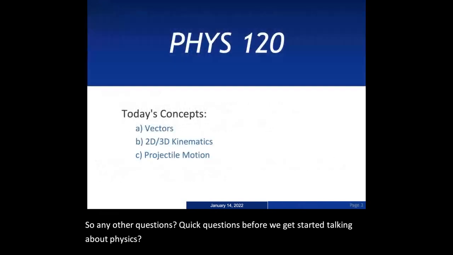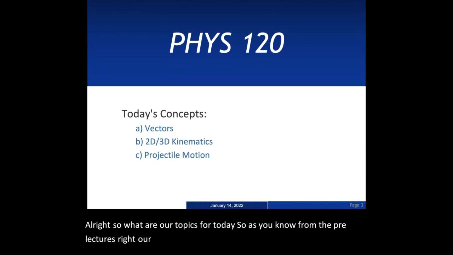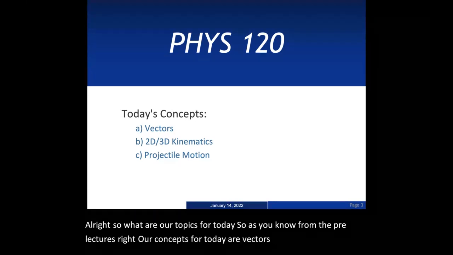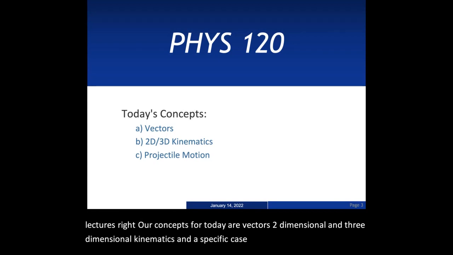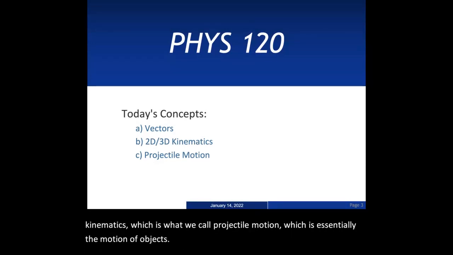All right. So what are our topics for today? As you know from the pre-lectures, our concepts for today are vectors, 2-dimensional and 3-dimensional kinematics, and a specific case of 2-dimensional kinematics, which is what we call projectile motion, which is essentially the motion of objects thrown near the surface of the Earth.